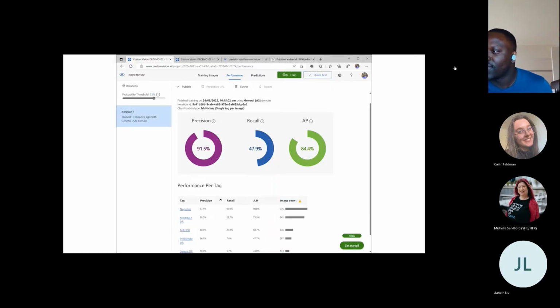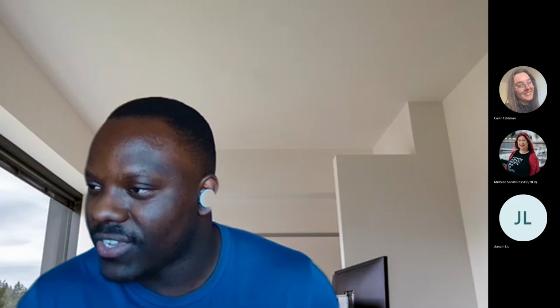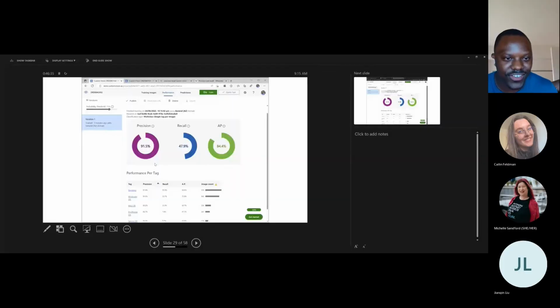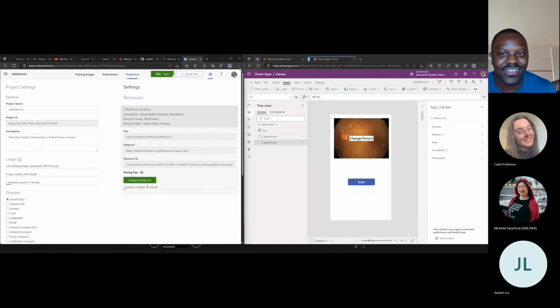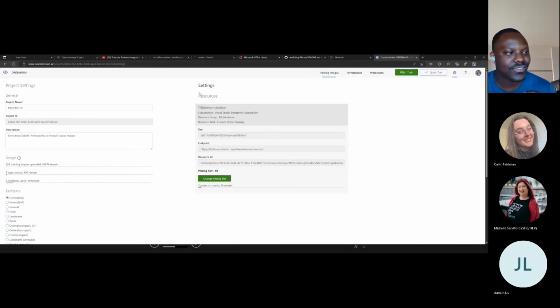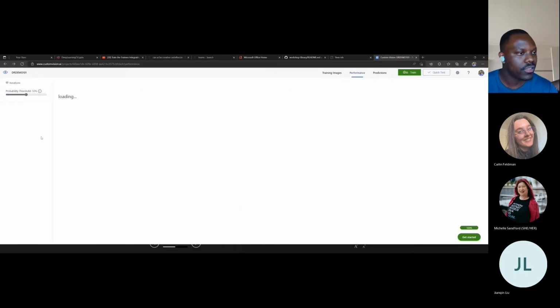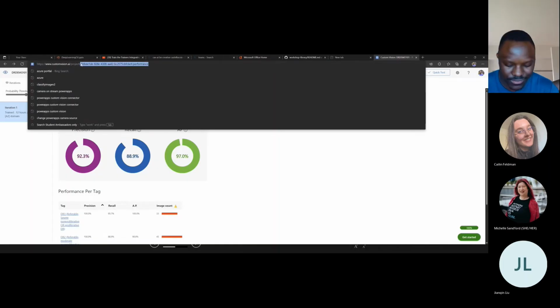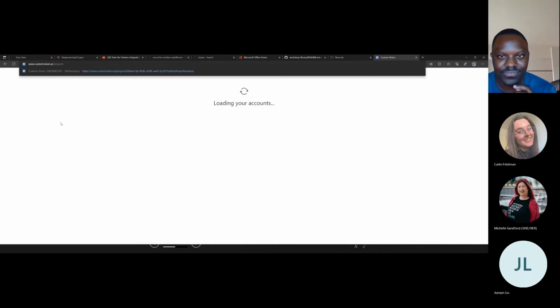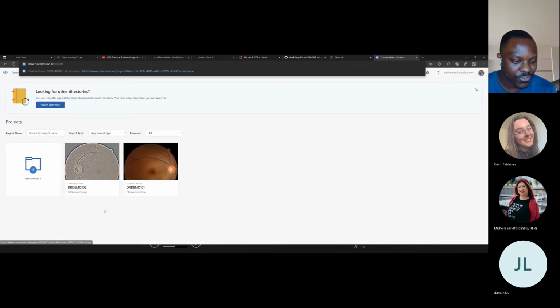So let me see if I can switch to the actual Custom Vision API. I'll just share my screen, it's easier. I have quite a bit open. I need to find, that's not it. That is not it. Okay, this is it. And so this is the Custom Vision project settings. This is DR demo 1. I want demo 2. So these are the two projects I made.